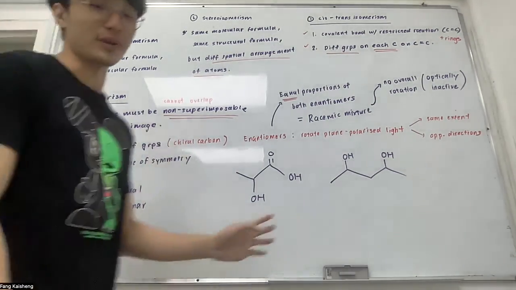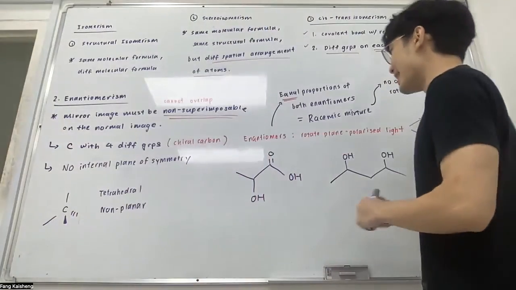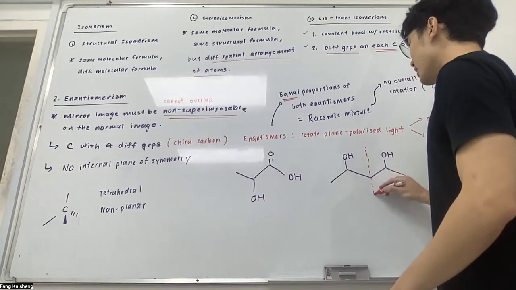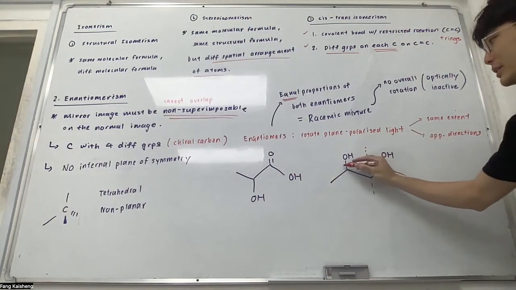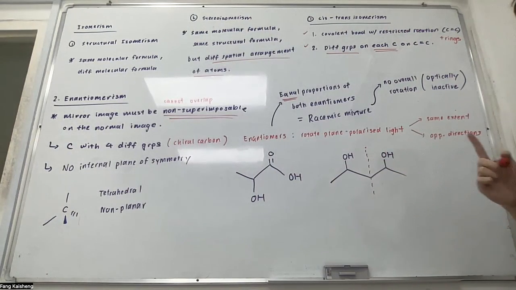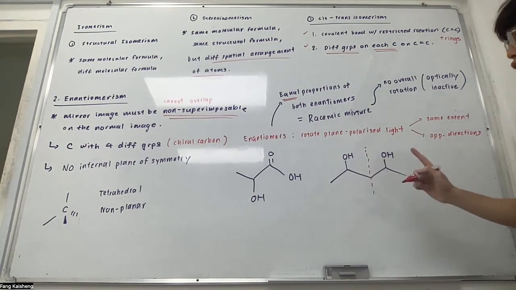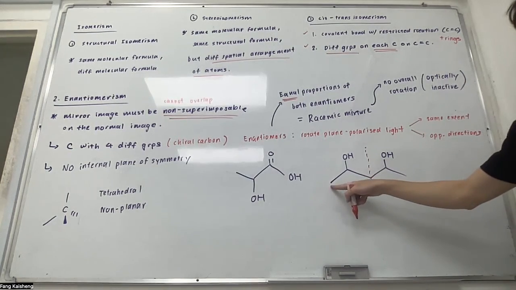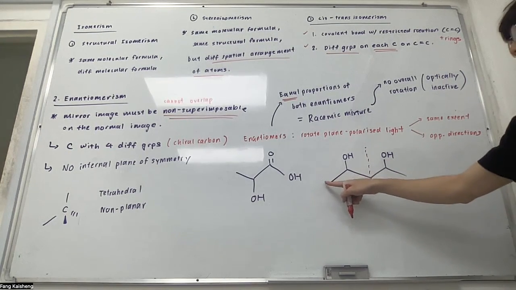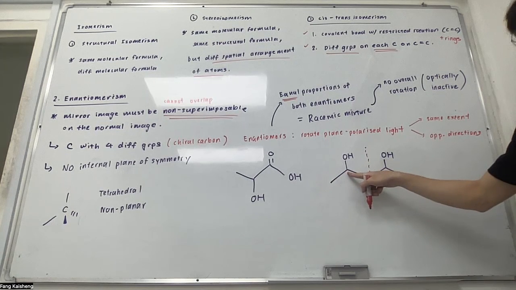Okay, the one on the right cannot, because obviously it has an internal plane of symmetry. The word internal is important because it's within the molecule. Does it have any chiral carbons? Let's identify first. Anytime you identify a chiral carbon, put an asterisk. Usually the chiral carbons are in a more congested area. Like this carbon, is it chiral? No, all same hydrogens. This one is a bit more congested.